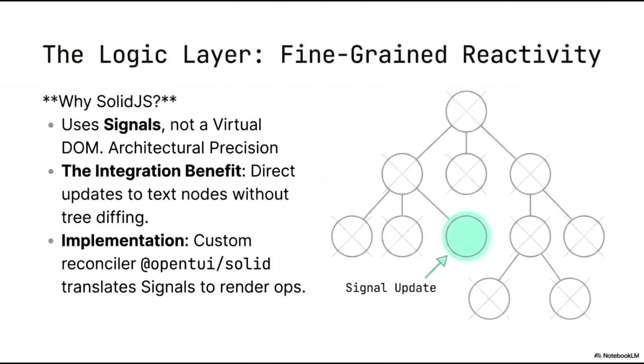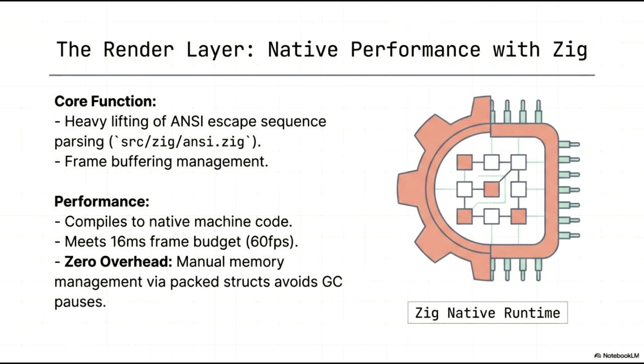To achieve this, our implementation leverages a custom reconciler at OpenTUI/Solid, which efficiently translates signals into direct render operations. The render layer leverages the Zig programming language to deliver native performance. Its primary responsibilities include the intensive parsing of ANSI escape sequences found in the ANSI.zig source file and the management of frame buffering.